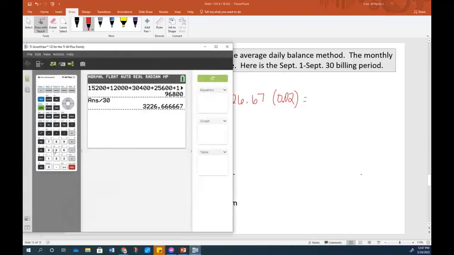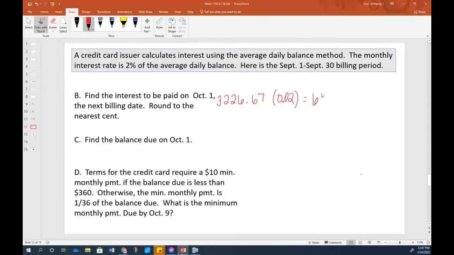So bring back up my calculator, 3,226.67 times 0.02 for 2%. So they're going to charge me $64.53 interest, $64.53.